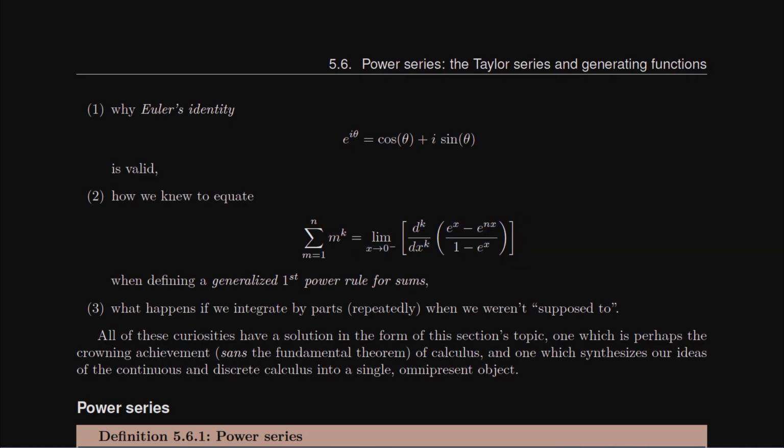So there's really a huge synthesis of the continuous and discrete calculus happening here, right? Derivatives are a continuous calculus object. Limits are a continuous calculus object. And yet the left-hand side is purely a discrete calculus object. So there's just so much synthesis going on between the discrete and the continuous, as well as the complex numbers here. And they all revolve around our ideas of power series, which includes the Taylor series and generating functions.